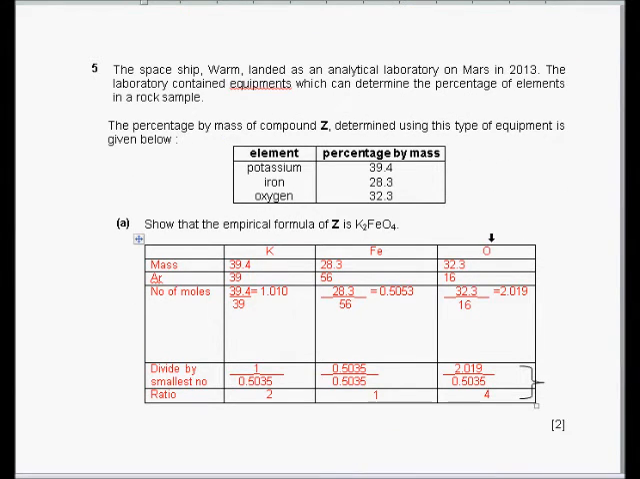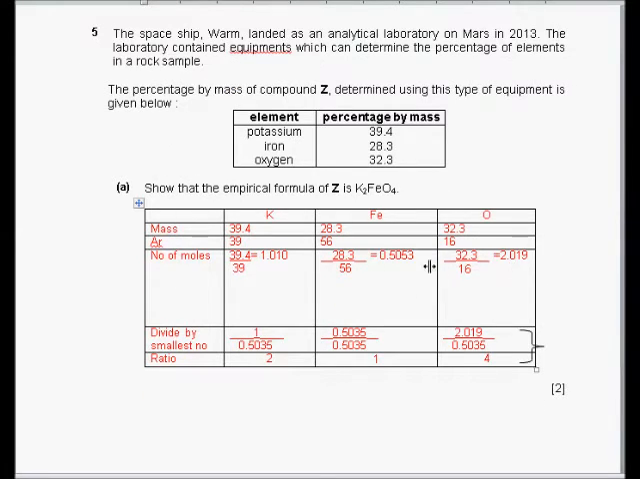Okay, for number 5, it is calculation of the empirical formula. You must have the table. If you don't have the table, I think 1 mark is taken off. And some of you make the mistake here. This is oxygen atom, not oxygen molecule. So we have to use Ar, divided by 16, not divided by 32.